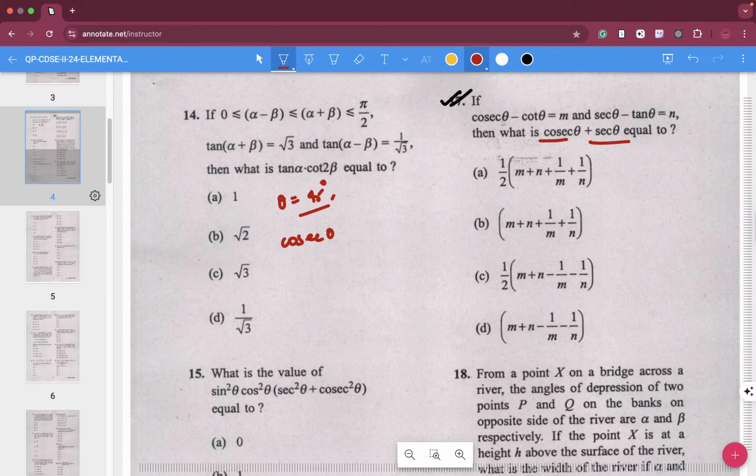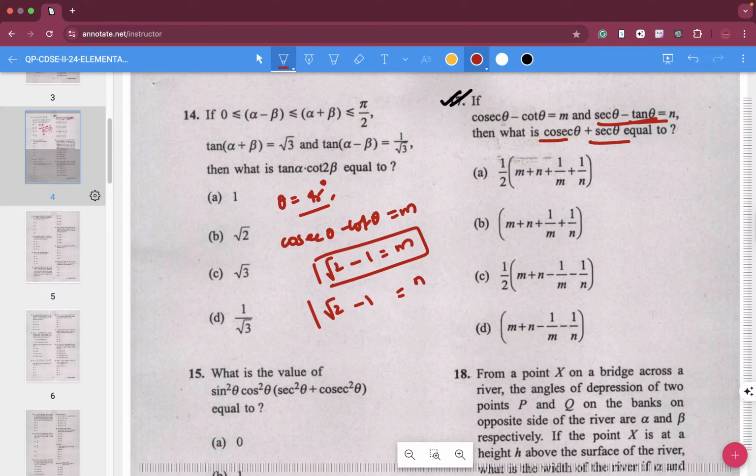Cosec theta minus cot theta is equal to m. Cosec 45 is how much? Root 2 minus cot 45. This is the value of m. And what will be the value of n? The value of n will be secant 45, which is again root 2, minus tan 45, which is 1. So this is the value of m and n.